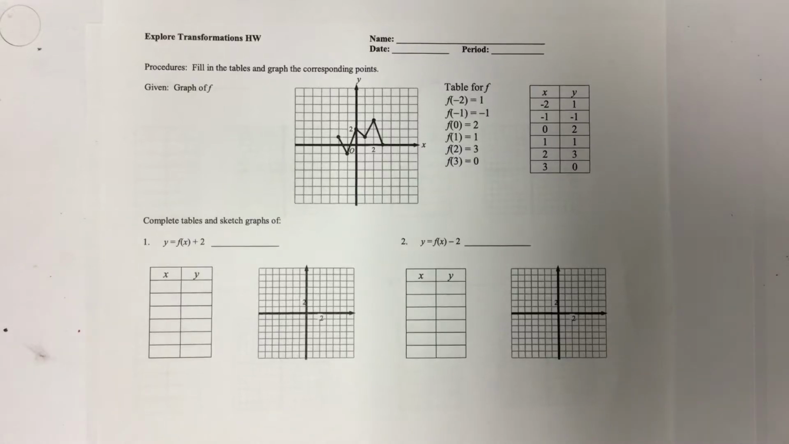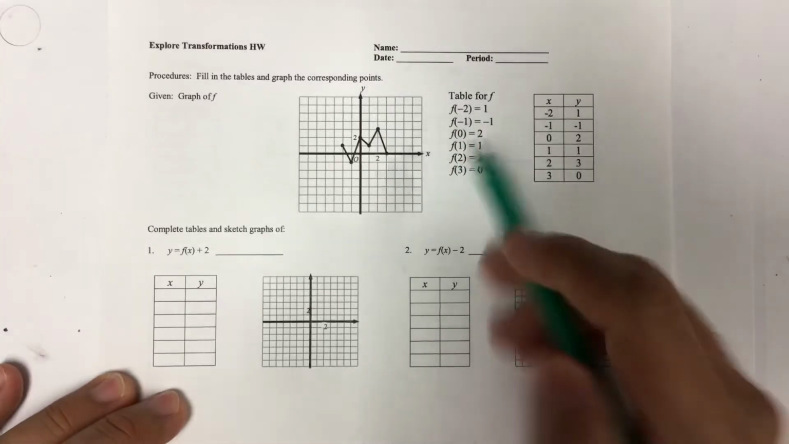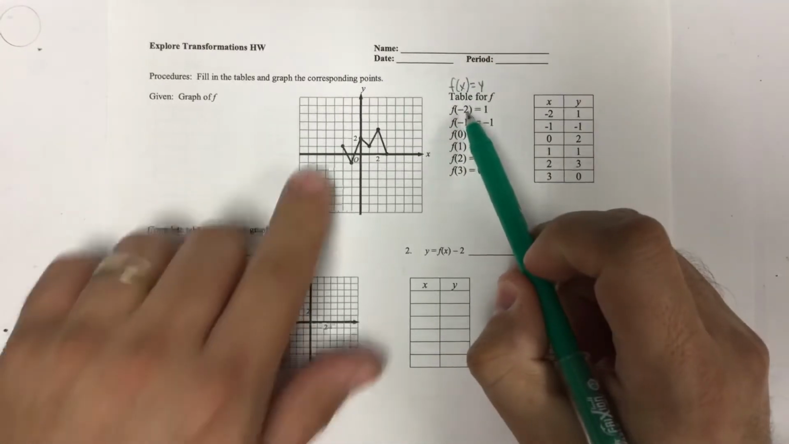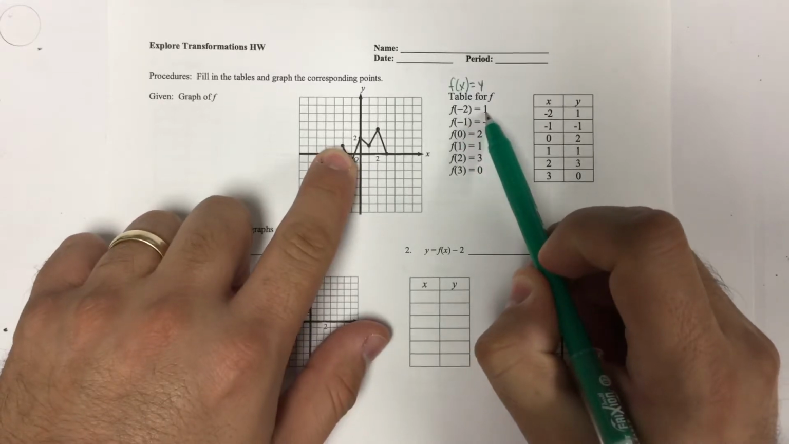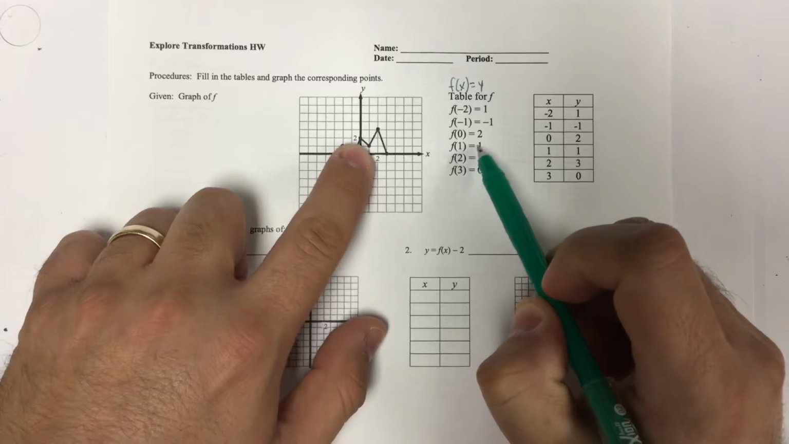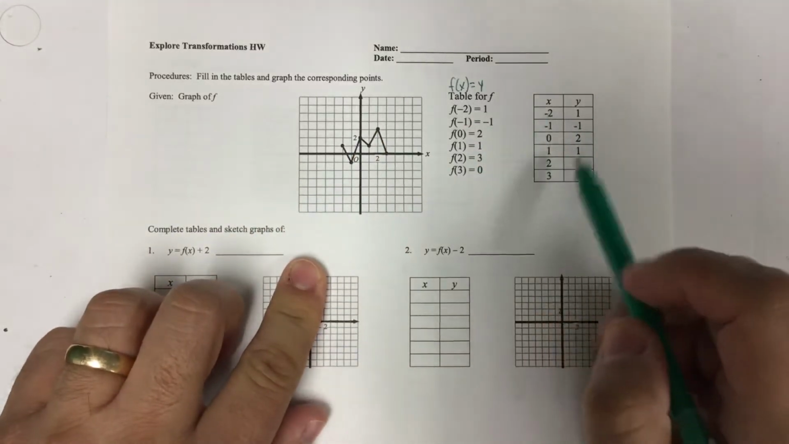Hi everyone, so this is going to be the answer key to the homework for exploring transformations. It says fill in the tables and graph the corresponding points. So pretty much they did f of x equals y. So if you go -2, +1, -1, -1, 0, 2, 1, 1, 2, 3, and so on. And then they took these x and y values and made a table, okay?